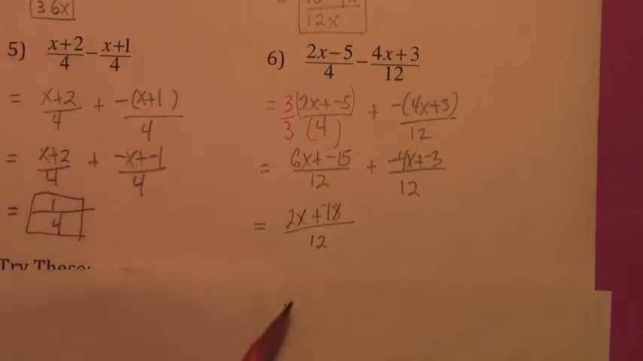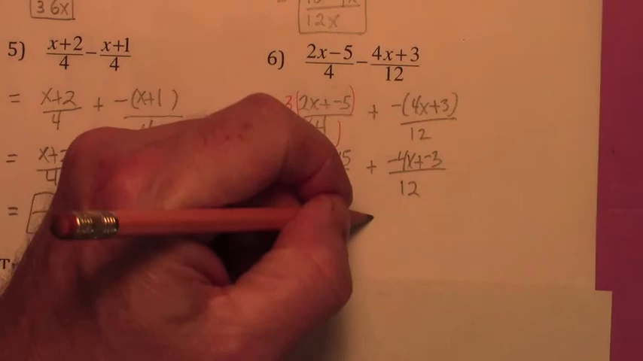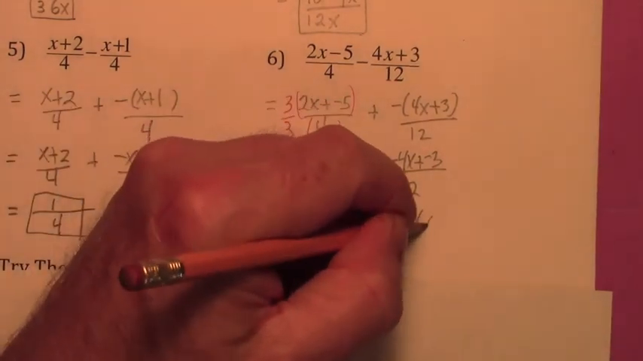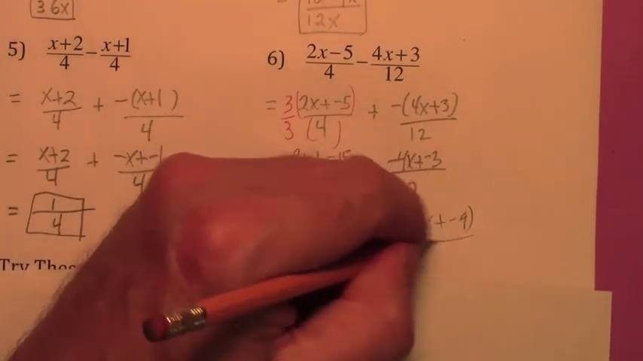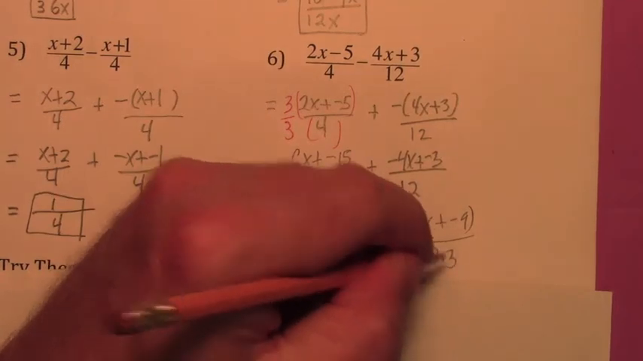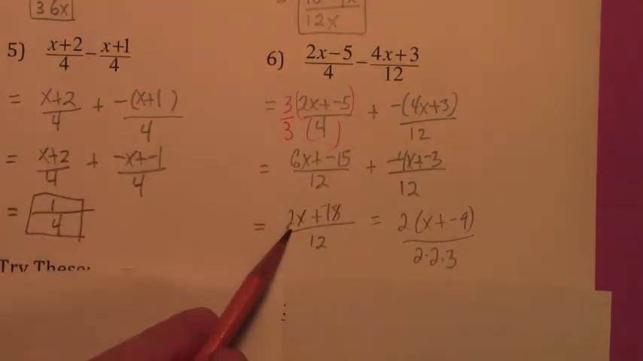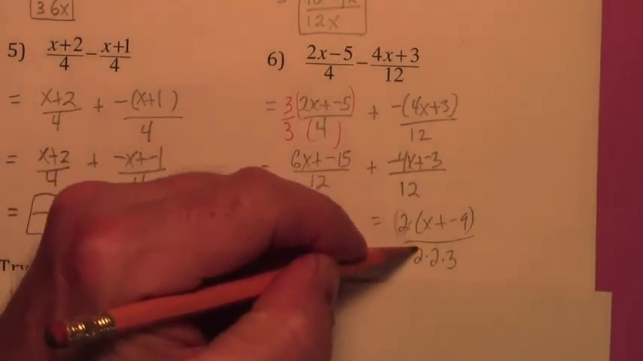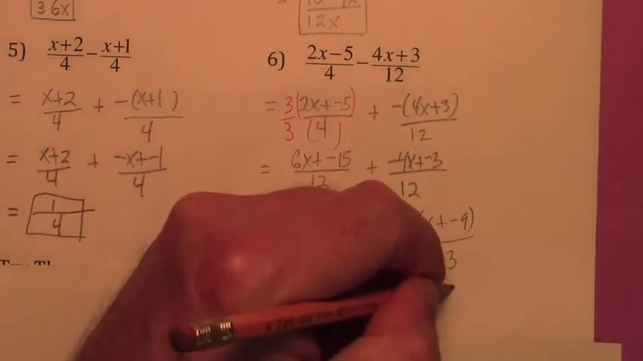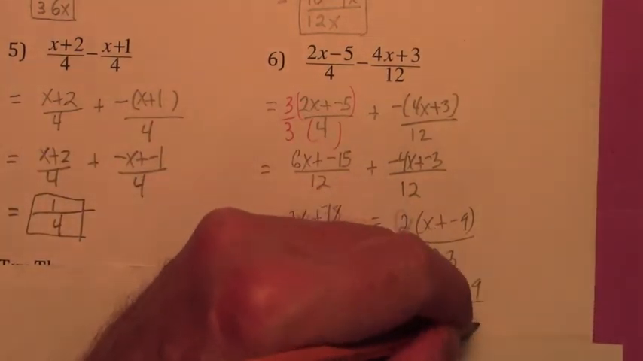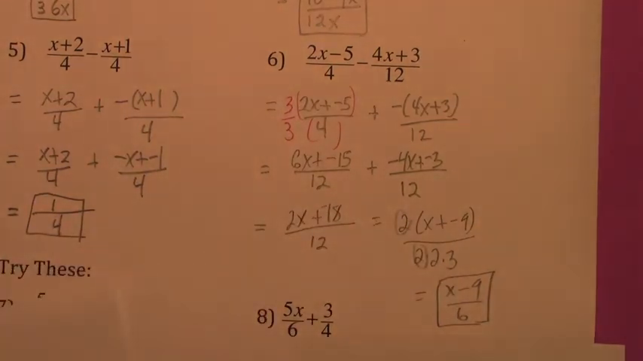It's because I think you can reduce this. 2x plus negative 18 over 12. Can't you factor out a 2 from the top? 2 times x plus negative 9 over 2 times 2 times 3. Remember what we talked about? Factor this, use the distributive law. Cancel the 2's, and your final answer is x minus 9 over 6. That's a good test problem, isn't it?